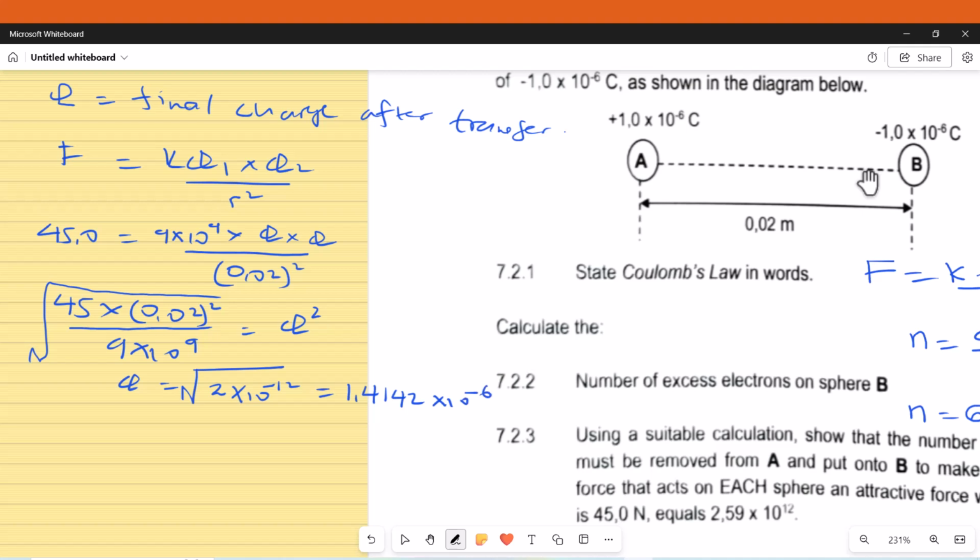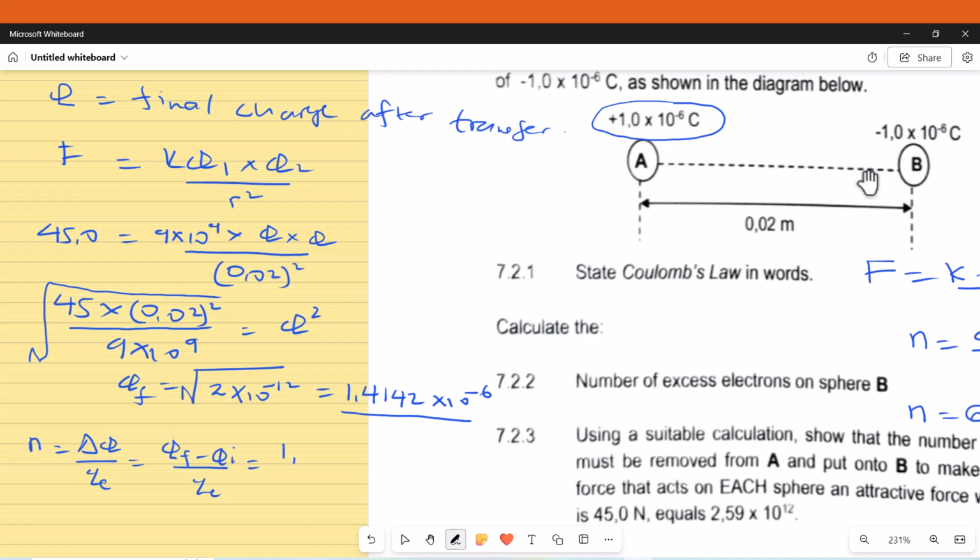Now this is the new charge after the transfer of electrons. Once we have the new charge and the initial charge from sphere A, we can find the change in charge and hence the number of electrons which have been transferred. The number of electrons equals the change in charge divided by the electron charge. How do you find the change in charge? Final charge minus initial, divided by the electron charge. So what's our final charge?